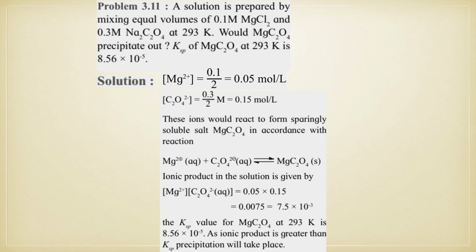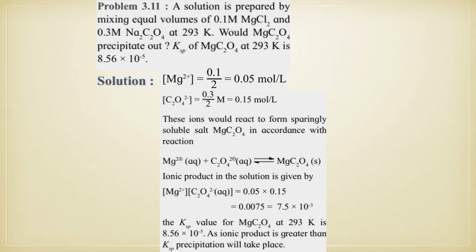So I can write down how that forms. Magnesium reacting with the chromate ion: Mg2+ and C2O4 2- reacting together will give me the salt, that is MgC2O4, which is nothing but magnesium chromate. Now I have to judge whether this can precipitate or not. So first I will find out the value of IP.